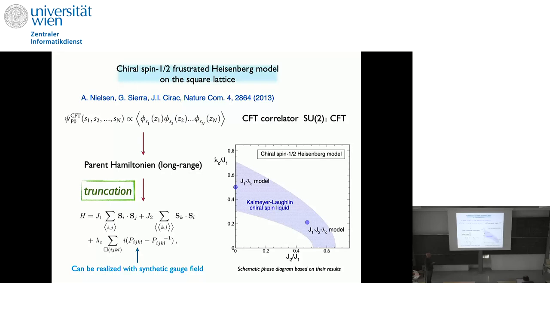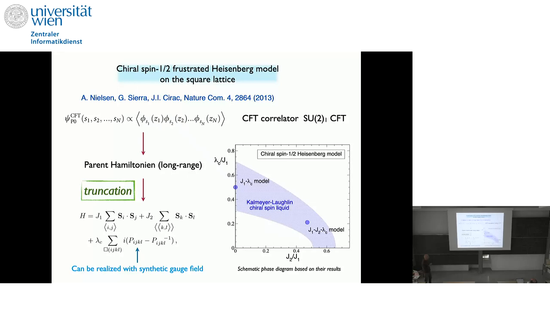Okay, so now, do we have simple models that host such chiral spin liquids? One of the very interesting papers that established a simple parent Hamiltonian is a paper by Anne Nielsen and Germán Sierra. So Germán has left, I think, and Ignacio has left also.